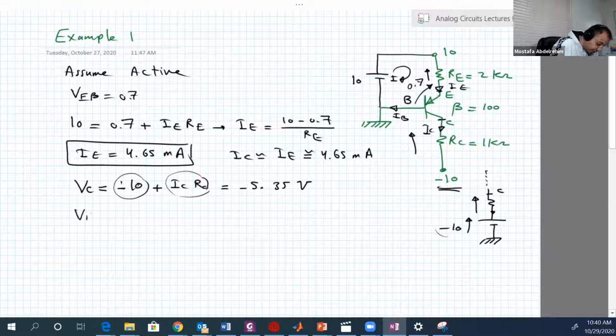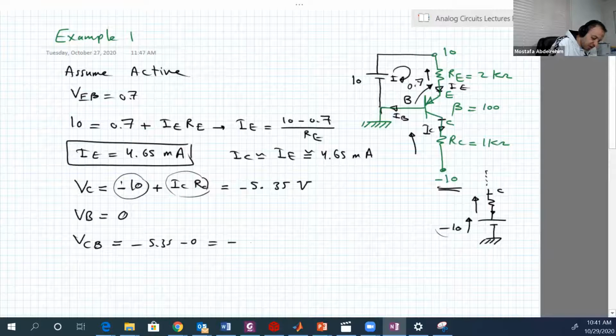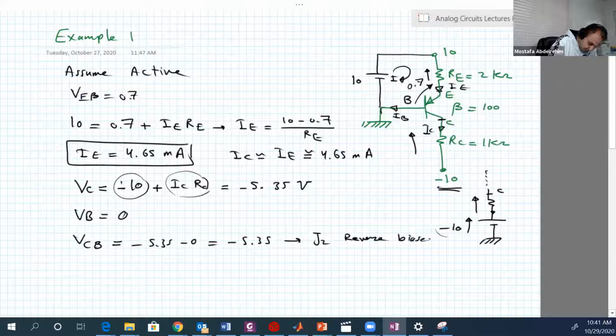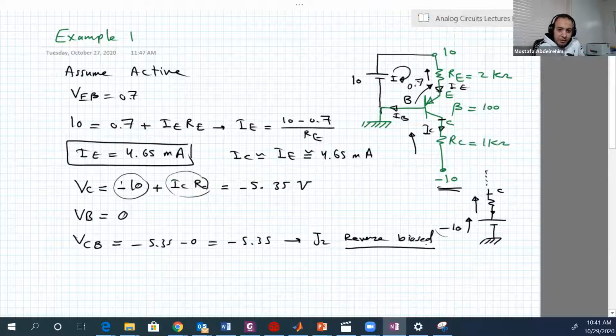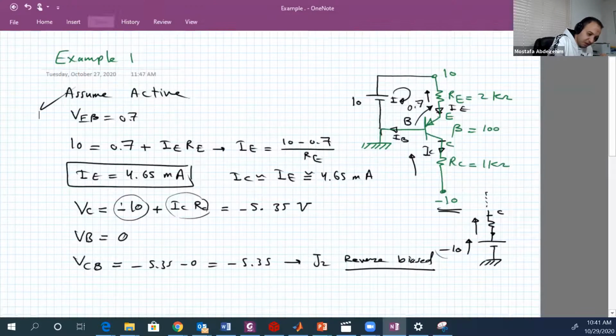We need also VB. VB is easy peasy. It's 0, because it's connected to the ground. So we need now to calculate VCB. This should be less than 0.4. VCB is -5.35 minus 0, equal to -5.35. So that means that J2 is indeed reverse biased. Okay, so our assumption is correct. So this was a straightforward example, we can say.